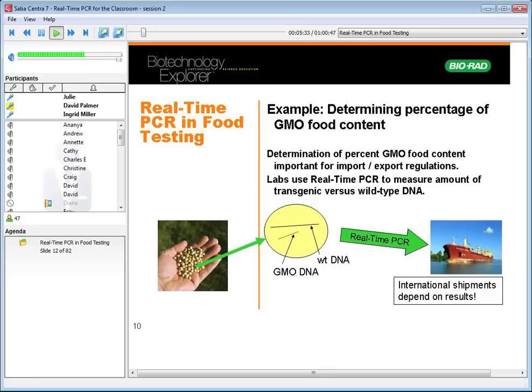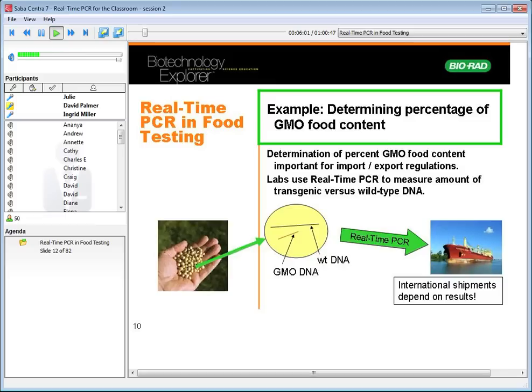Another example, related to my background with work at Zeneca, is in determining the percentage of GMO food. With genetically modified foods, those foods that have a foreign gene inserted into them, a lot of countries have regulations as to what the maximum amount of that type of food allowed is. And the way that you can determine how much GMO content or transgenic content is in a certain shipment of grain, for example, is to sample that shipment, measure the amount of regular or wild type DNA.